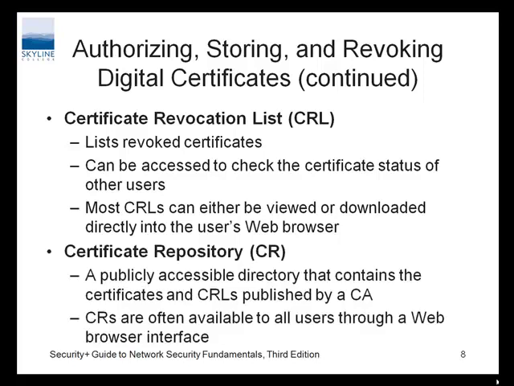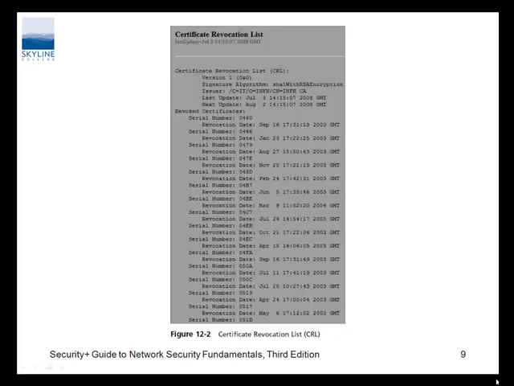A certificate repository is a publicly accessible directory that contains certificates and the certificate revocation list published by the certificate authority. So they are stored at central locations. This is what one looks like, and I think this is in your book. It has just the serial number, revocation date, and date and time in GMT.